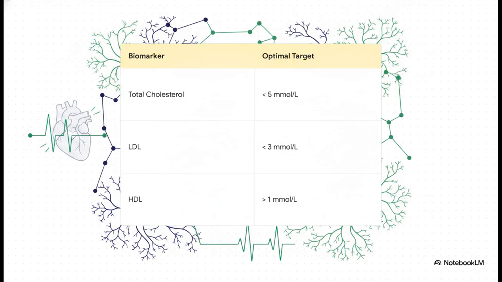Look at this as a baseline, not some rigid universal rule. These targets have to be highly individualized. To put that into perspective, if a patient has pre-existing cardiovascular risk factors, an LDL of 3 might actually still be way too high for them. We might need to aggressively drive it down further on a strict case-by-case basis.